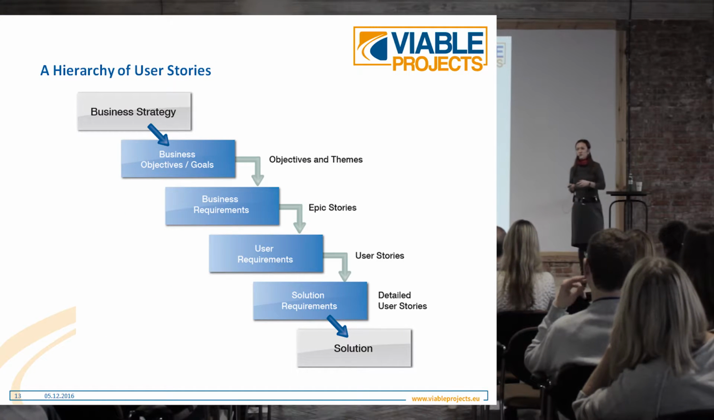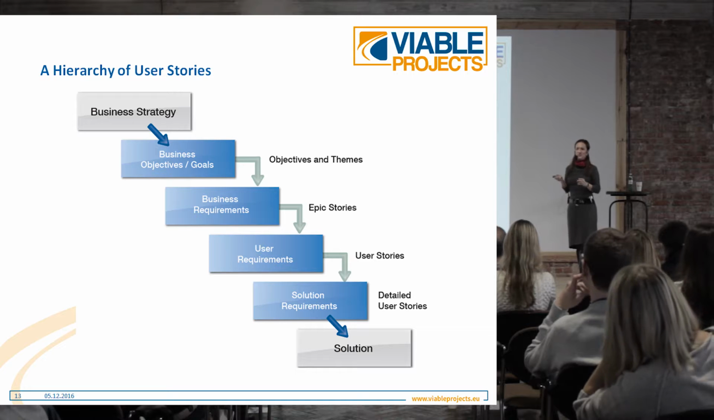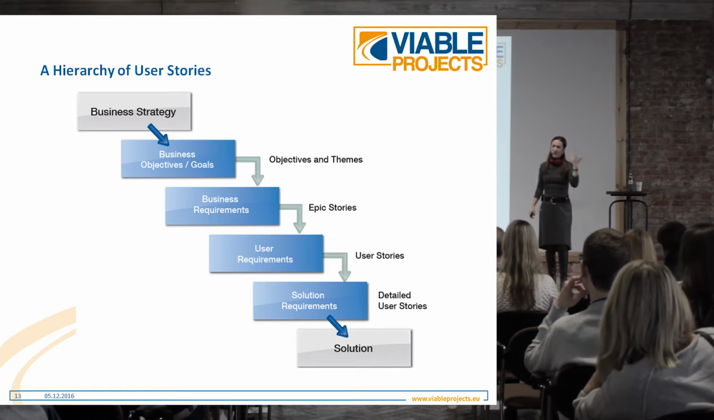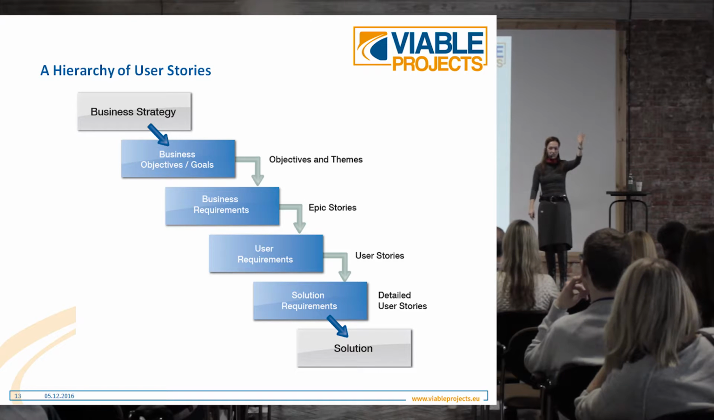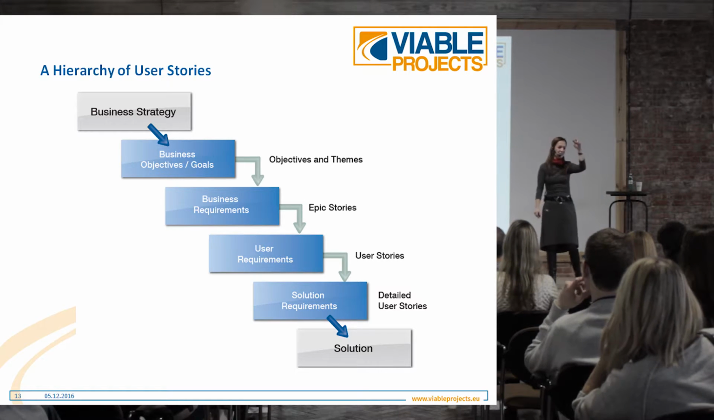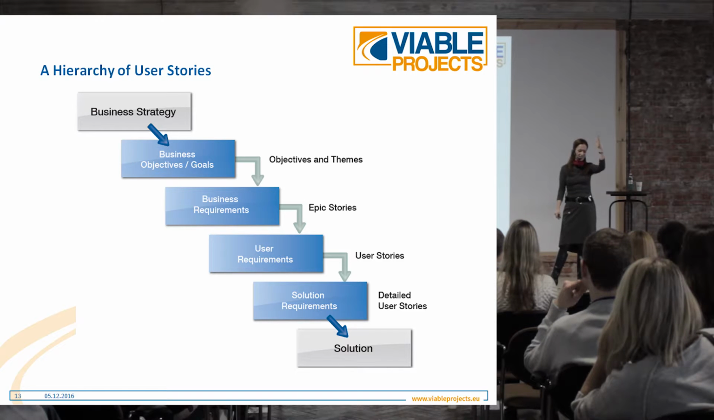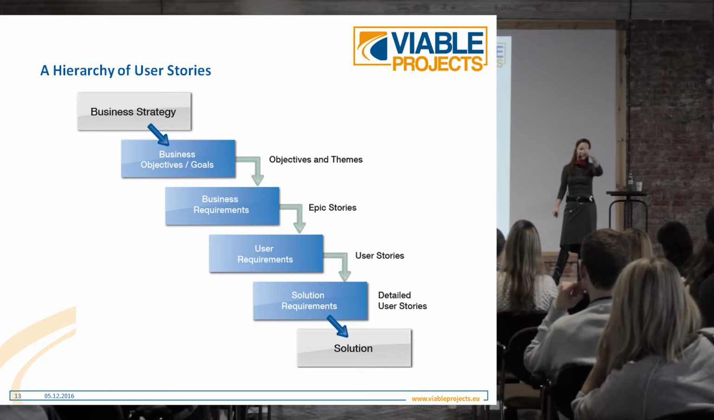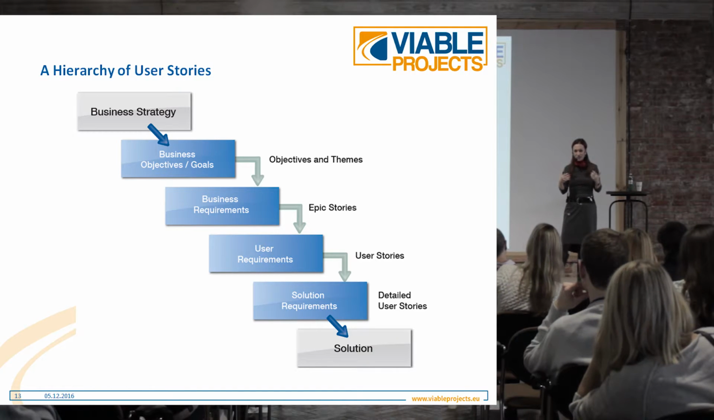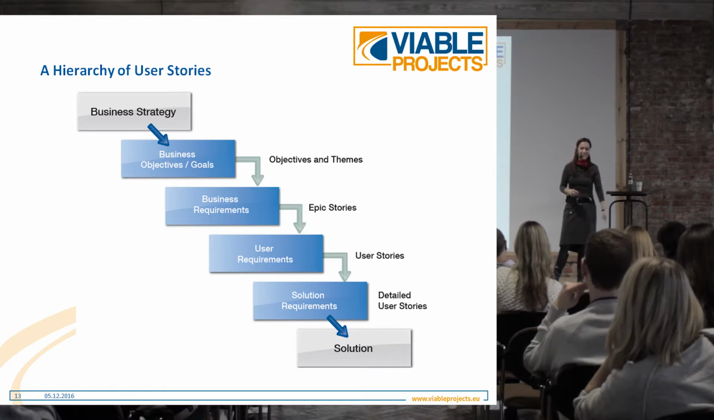This is the same with user stories. I'm sure you know and you work with user stories, so one task of the business analyst is to make sure that the user stories are broken down from high level, starting with business objectives and strategy, down to themes, epics, and detailed user stories. And this whole thing must fit together. There must be a link between all these things.